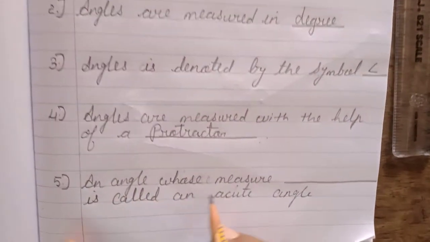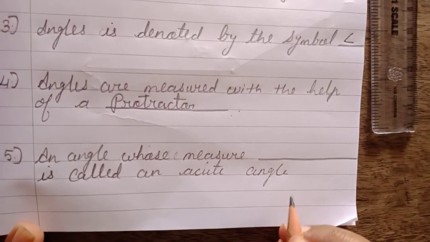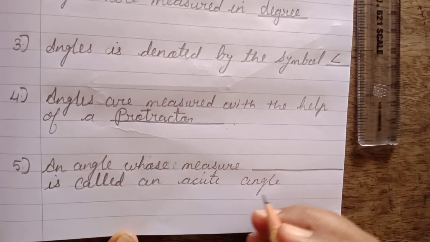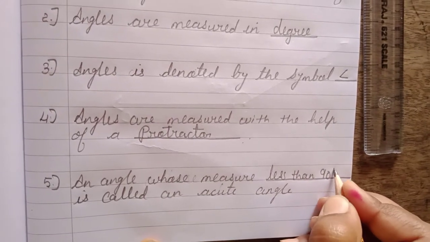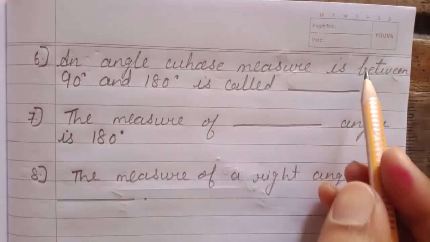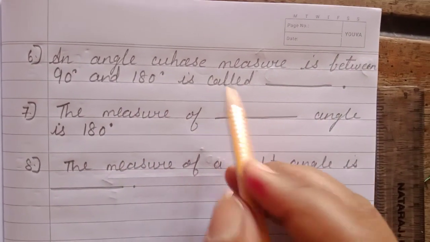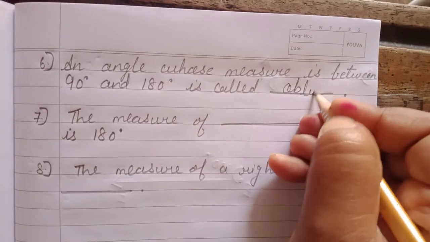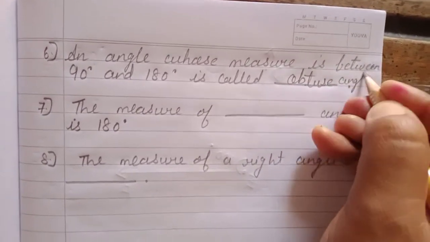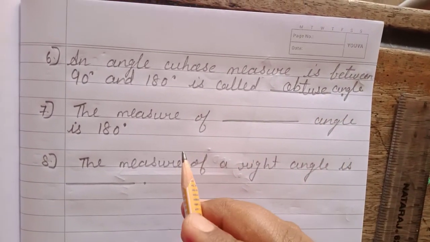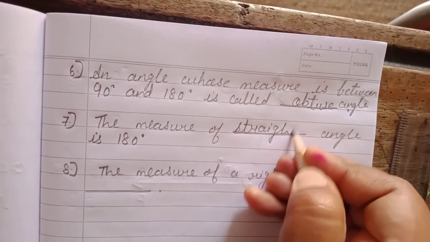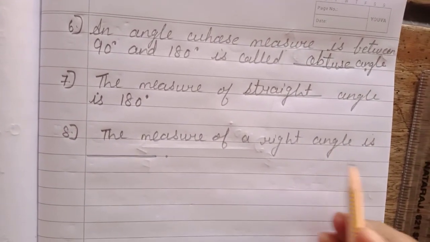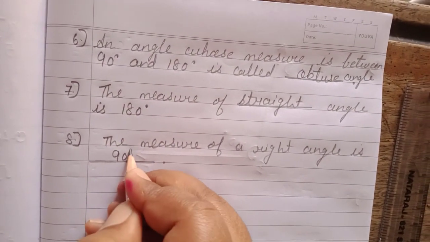Number 5, an angle whose measure is dash is called an acute angle. An angle whose measure is less than 90 degrees is called an acute angle. Now number 6, an angle whose measure is between 90 degrees and 180 degrees is called an obtuse angle. The measure of dash angle is 180 degrees, that is a straight angle. The measure of a right angle is 90 degrees. Thank you.